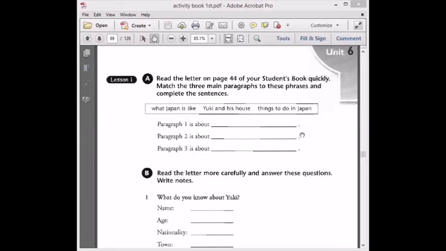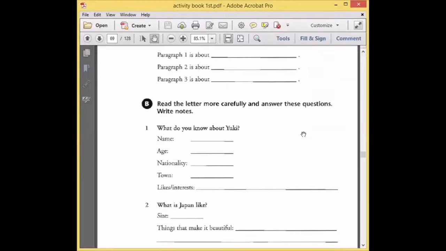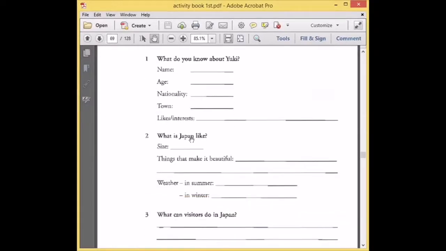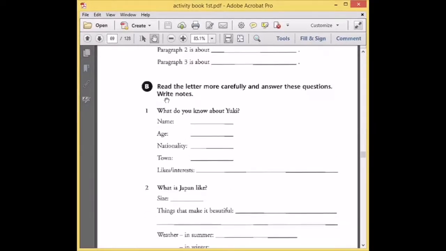So, now let's move to exercise B. It asks us to write some information about Japan. It says, read the letter more carefully and answer these questions. Write notes. It's okay, Iman.